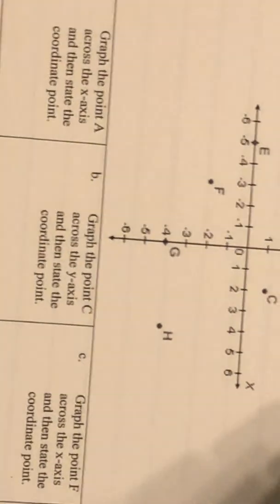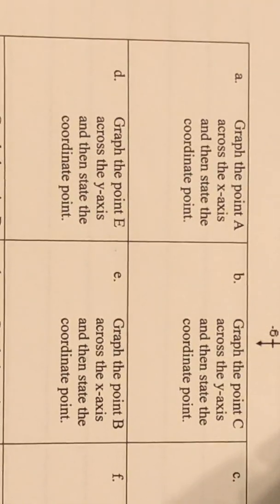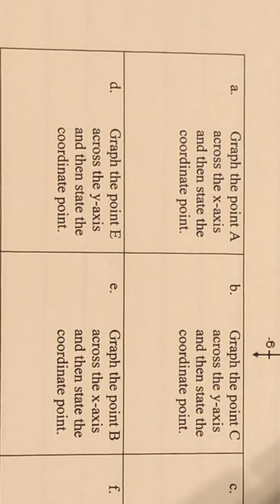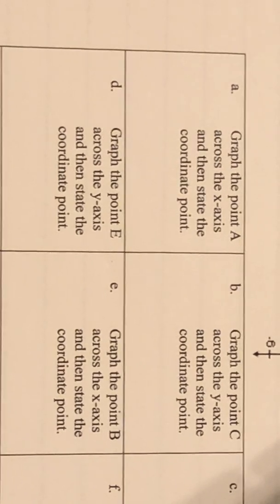All right, so here's a couple more try it problems. Go ahead, pause the video, try them out, and when you're done, we will go over the answers together. Okay, now that you've had a chance to try out the try it problems, let's go over the answers together. So, letter A says graph the point A across the x-axis and then state the coordinate point.